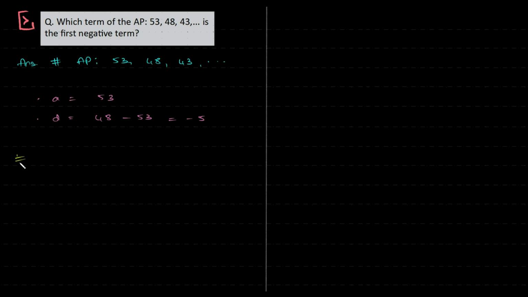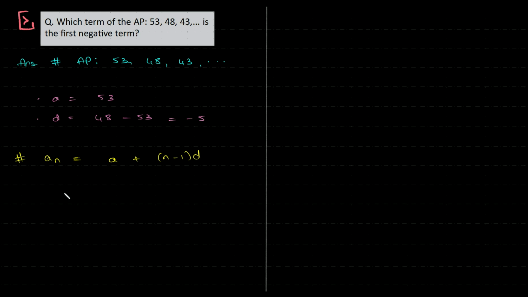So we have an equal to a plus (n minus 1) into d, right? We'll check if 0 is a part of the sequence. Actually, it's not, it's very clear. The first negative term is minus 3. I know the answer, but we have to figure it out.